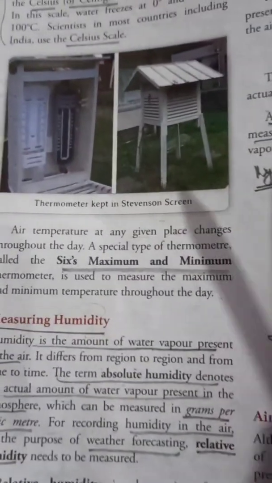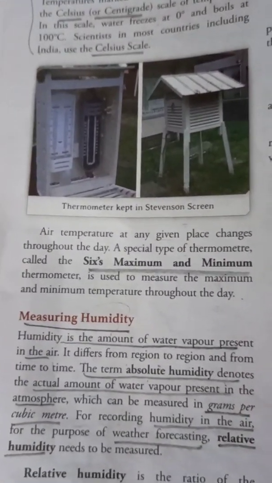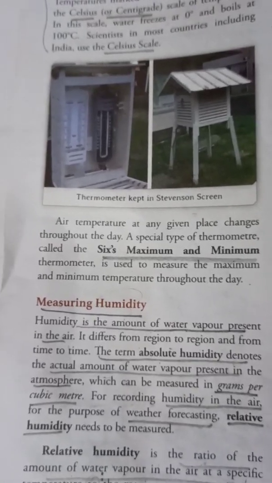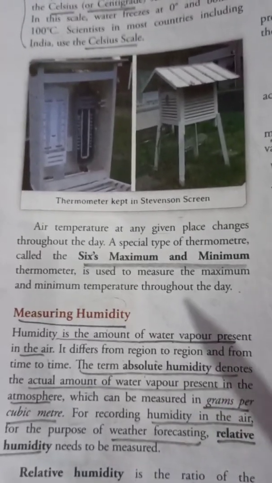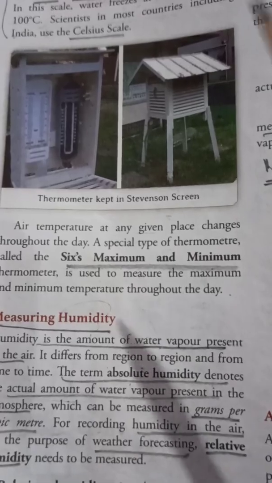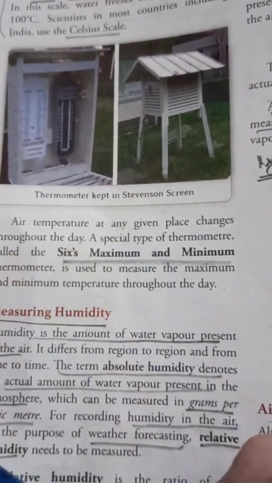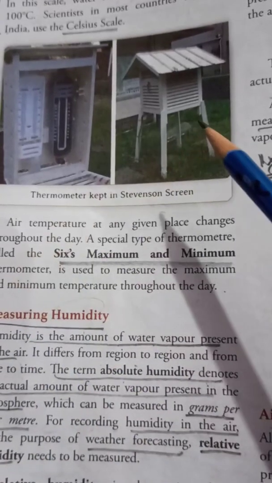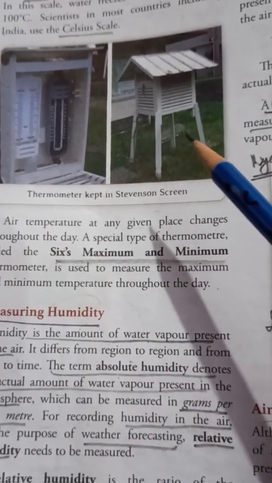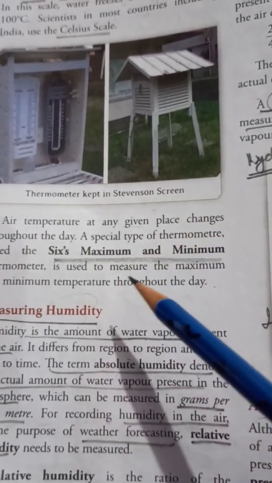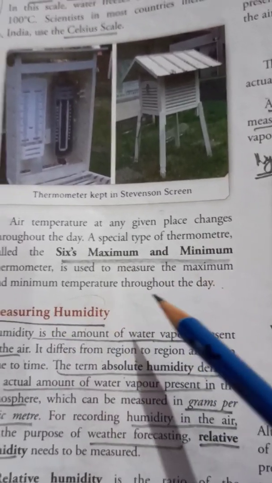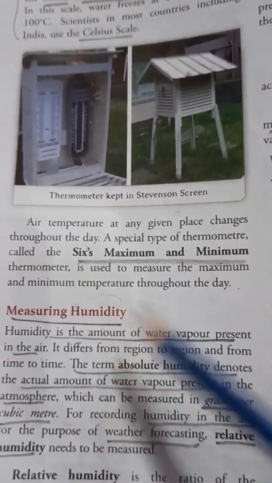Then, as I told you, the temperature measuring instrument, the thermometer and the six's maximum minimum thermometer, was shown in the previous page. So the six's maximum and minimum thermometer is used to measure the maximum and minimum temperature throughout the day, right? Next is humidity.